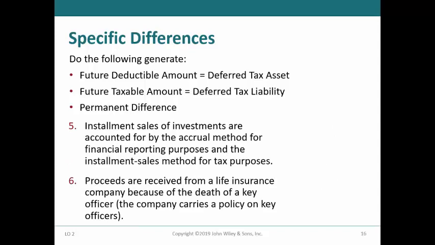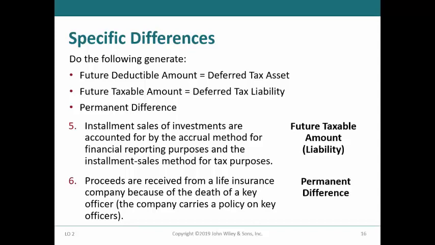Installment sales of investments are accounted for by the accrual method for financial reporting purposes and the installment method for tax purposes. This will result in future taxable amounts as the cash is collected and the amounts are reported on the tax return. Proceeds are received from a life insurance company because of the death of a key officer; the company carries a policy on key officers. This will be a permanent difference.